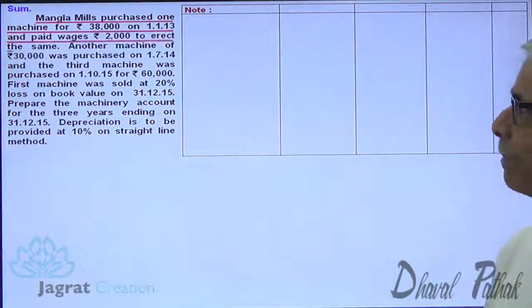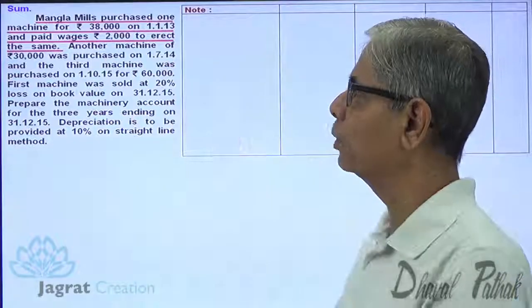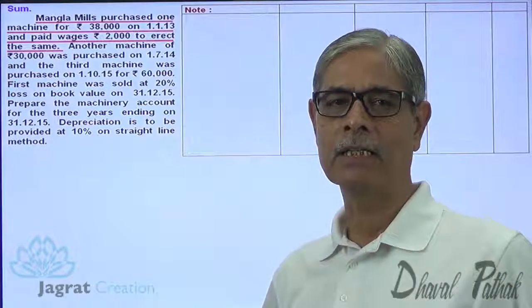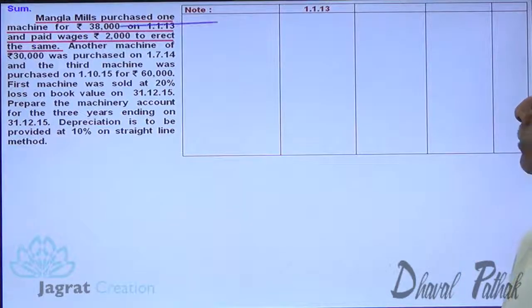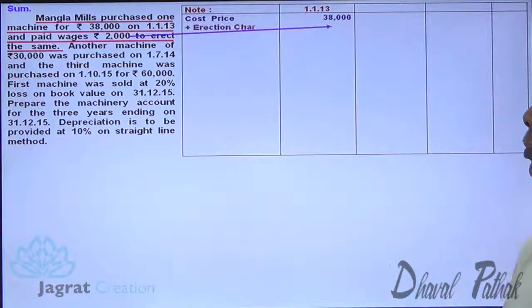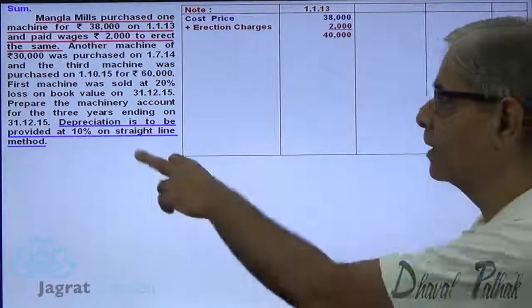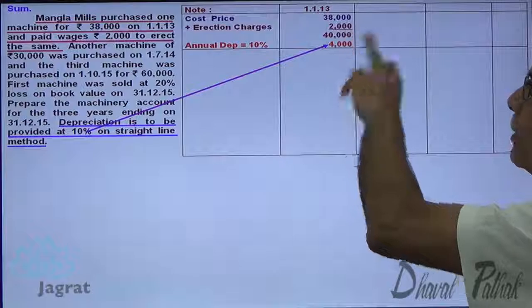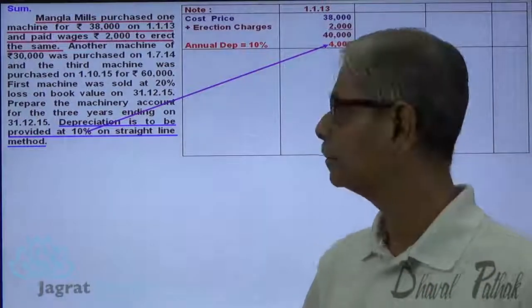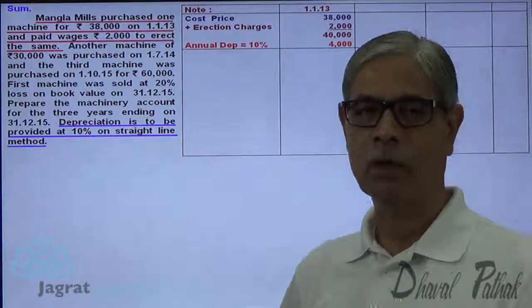Now first transaction. Machine purchased 38,000, wages paid 2,000. So total cost of machinery considered 40,000. So here in this working note, I write down 38,000 plus 2,000. This is the cost of machinery. Straight line method. So annual depreciation is equal to, at the rate of 10%, 4,000 is the annual depreciation. Now this is the information about the first machine that I have recorded.